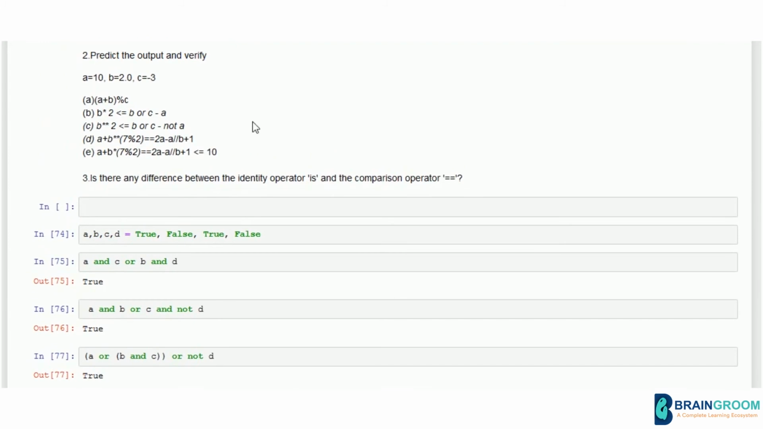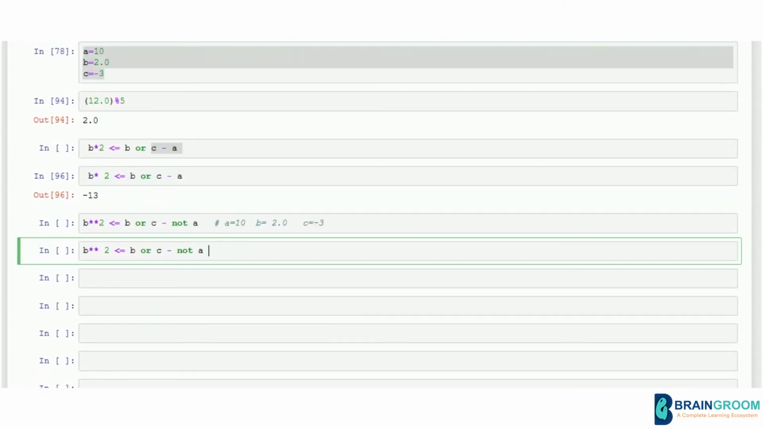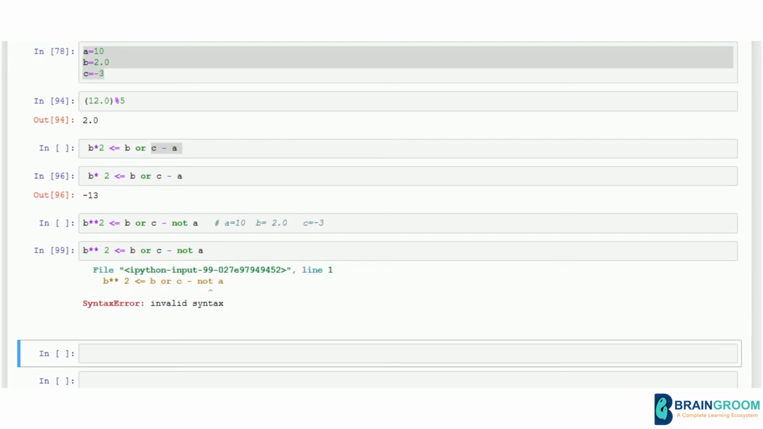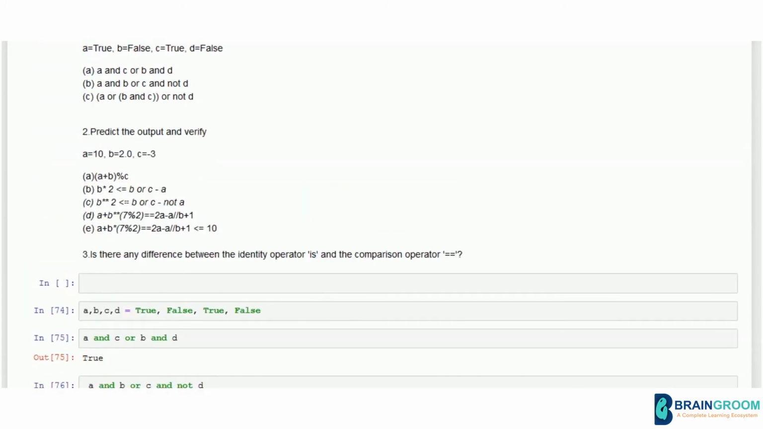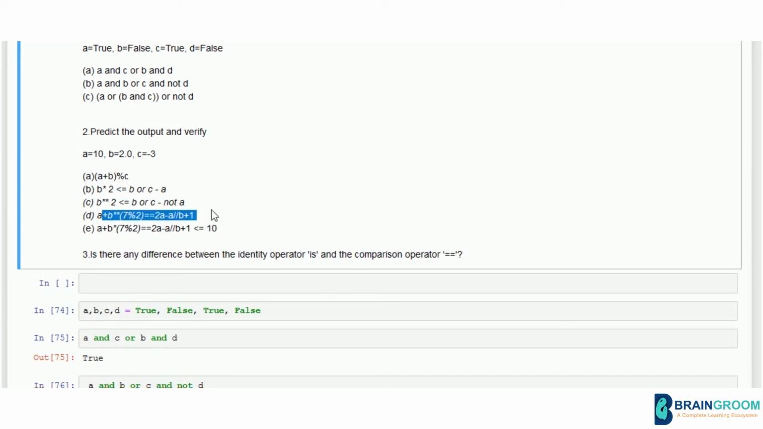So if you look at this, I think this was the question, right? Now if I run it, as you can see, it shows invalid syntax, and it even indicates where that syntax error is. The syntax error happens over here, which means you don't have an answer for this, it will just generate an error. Okay, so the next one.